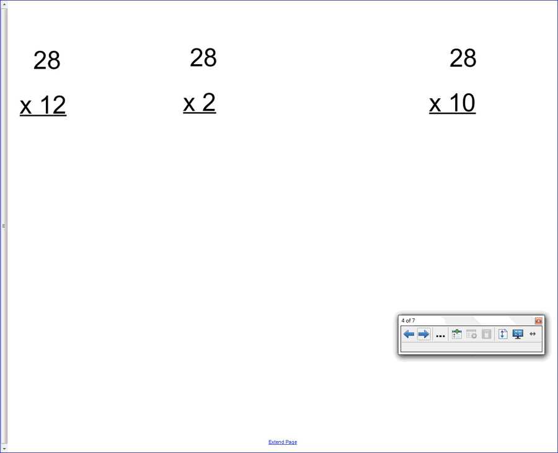So that's all well and good, but we need to kind of learn how to do it in the algorithm. So in this case, I broke apart my 12 into 2 and 10. So we're going to solve it broken up like this.